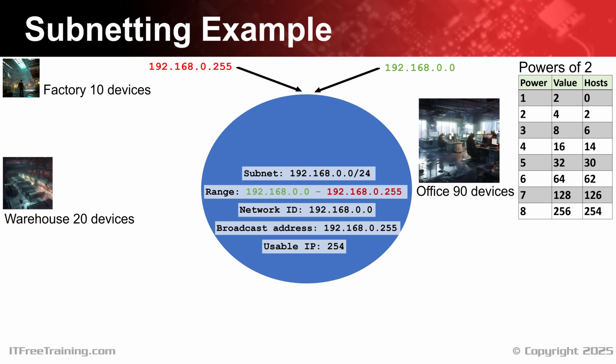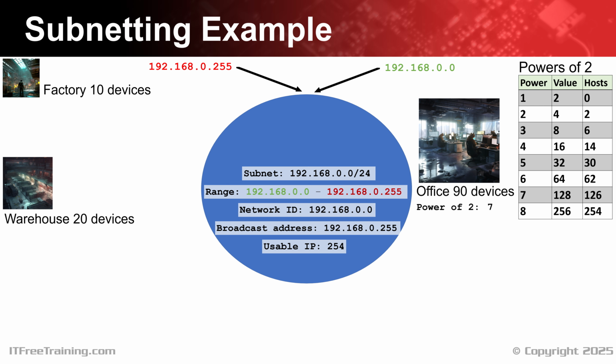I have added an extra column for the number of hosts the network supports. This is simply the value minus 2 for the usable IP addresses. The network ID and broadcast ID are not usable IP addresses that can be used for devices on the network, thus we subtract 2. To work out how many bits we need for the host ID, I will go down the table until the hosts are greater than 90. Thus, the number of bits I will need for the host ID is 7.